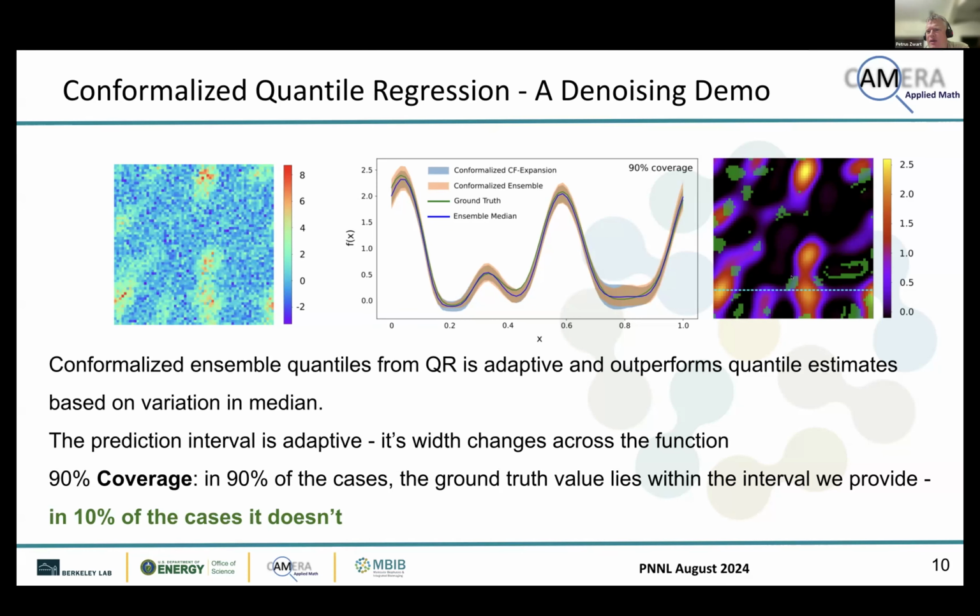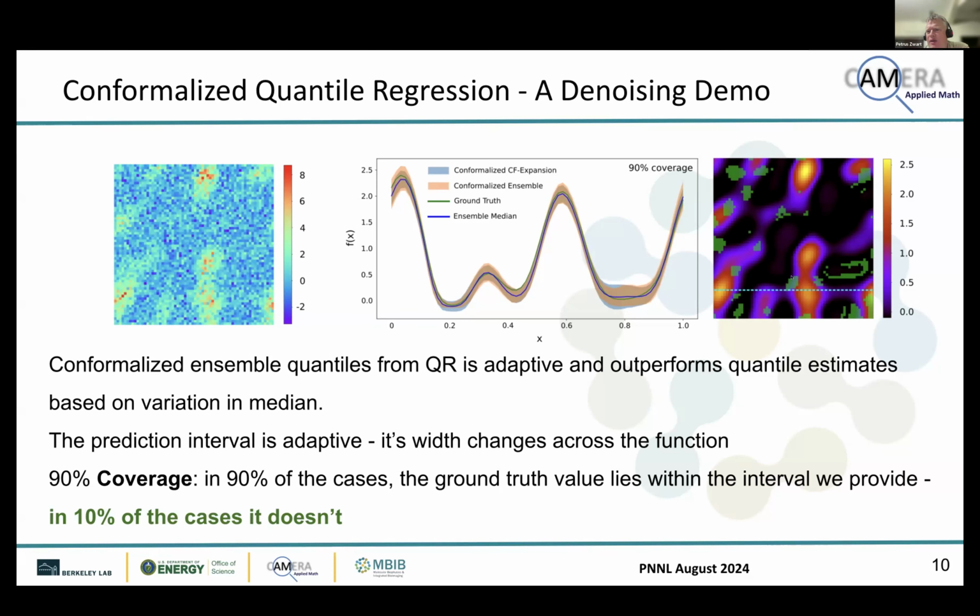Another thing to look at is that the error estimates that we get are adaptive. What does that mean? In some areas the errors are small, and in other areas the errors are big. And that's what you actually want. Otherwise, you can just slap on a number and calibrate it out. That's not very informative.